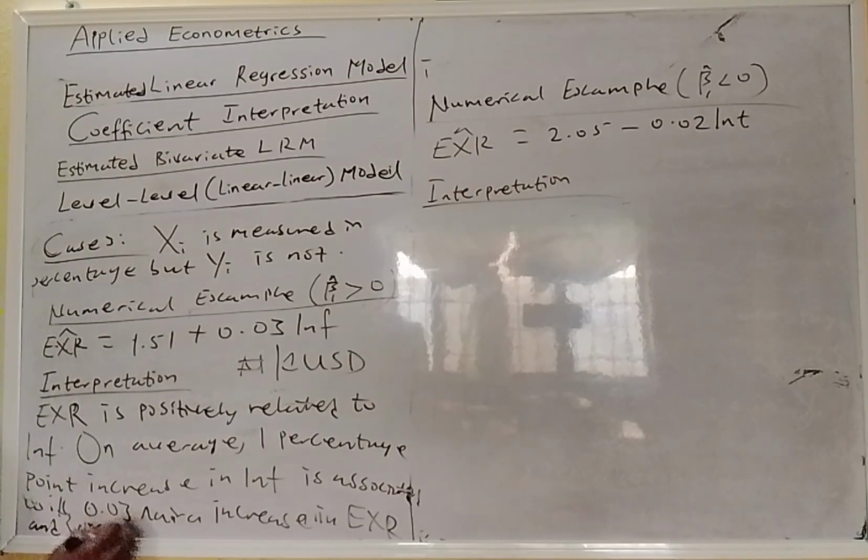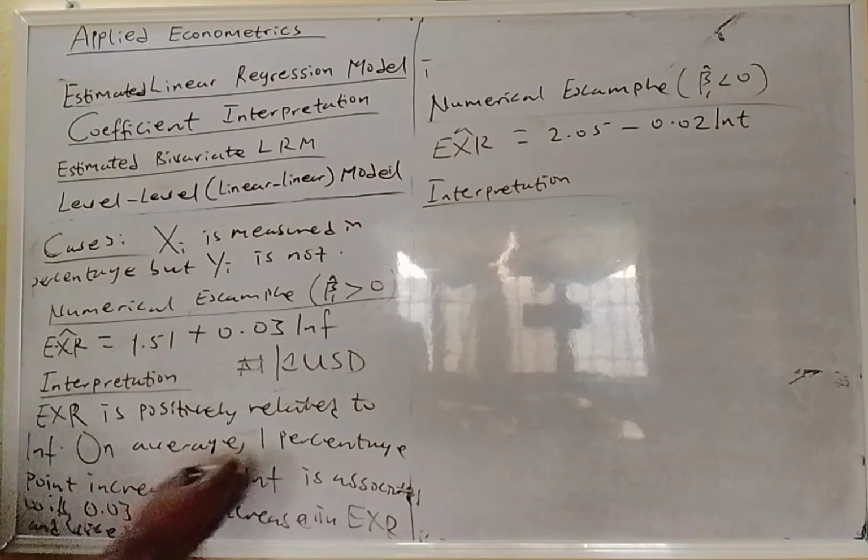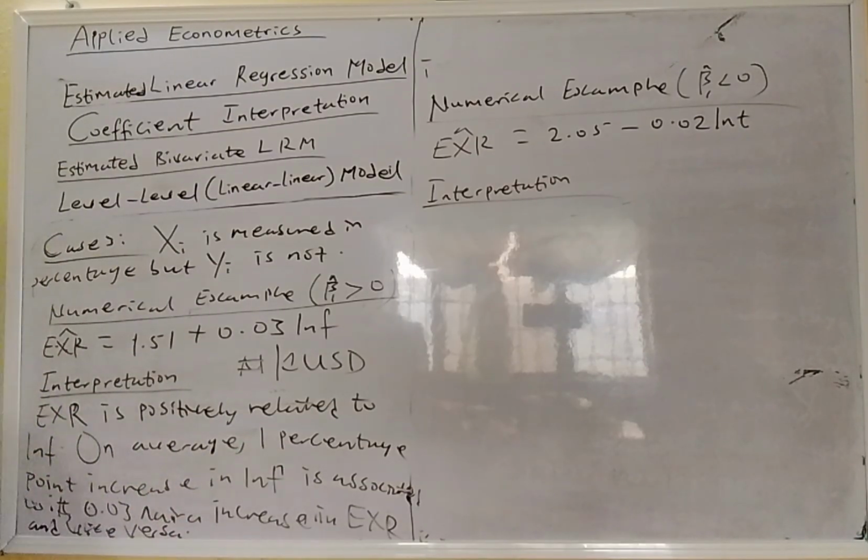It can also be interpreted as a 1 percentage point decrease in inflation is associated with 0.03 naira. That is, on average, a 1 percentage point decrease in inflation is associated with a 0.03 naira decrease in exchange rate. So that is what vice versa implies there.